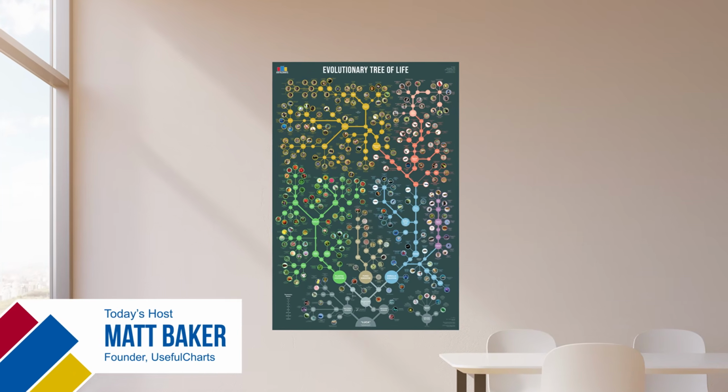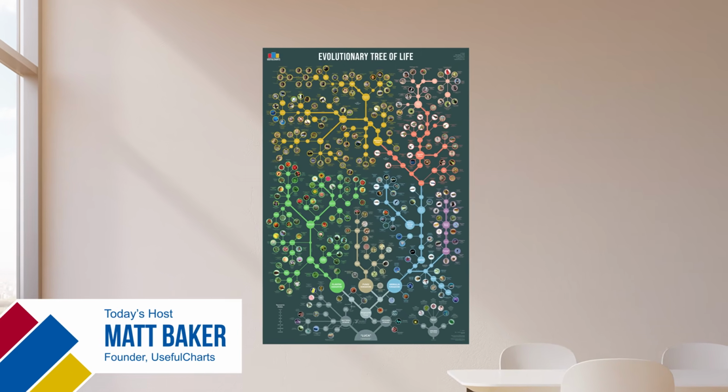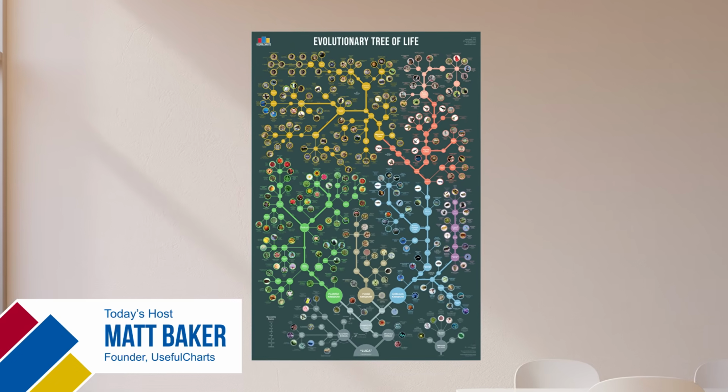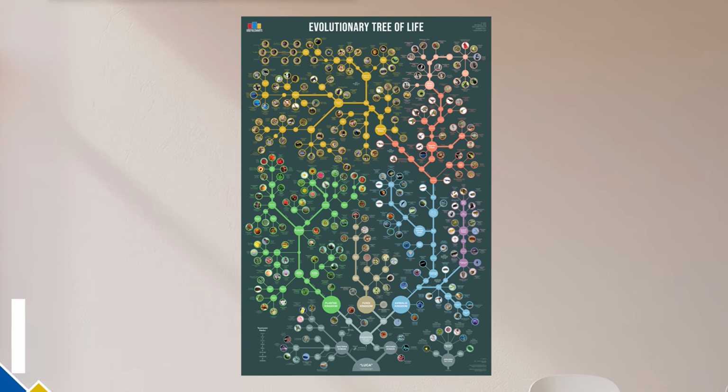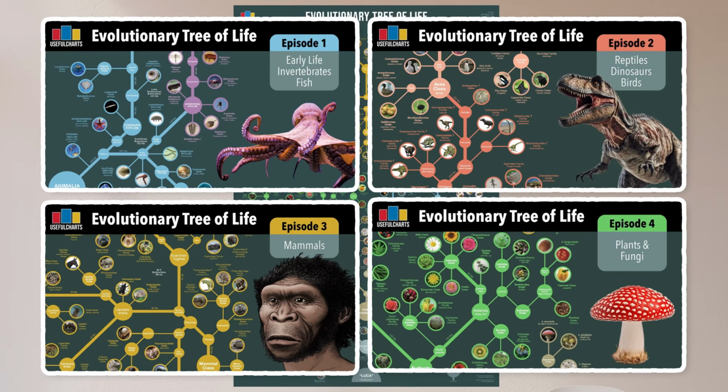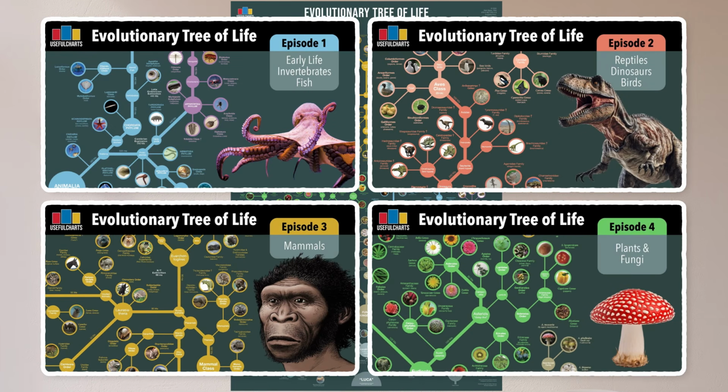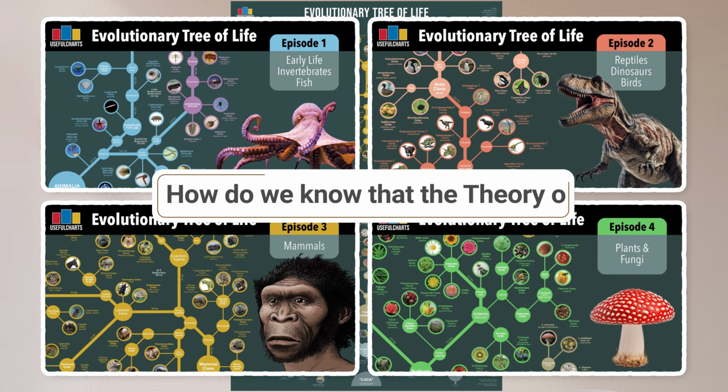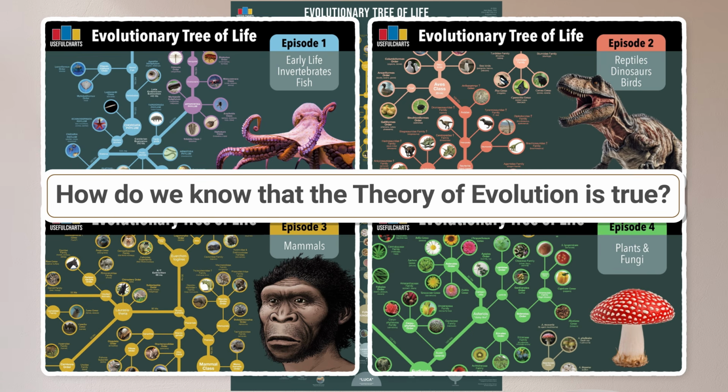Last year, we released an updated, redesigned version of our evolutionary tree of life chart. We then followed this up with 4 videos in which every part of the chart was explained in detail. However, one thing that wasn't explained was how we know that the theory of evolution is true.